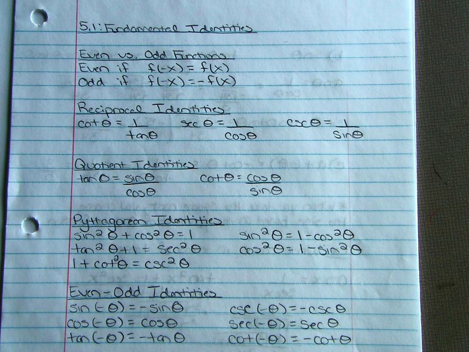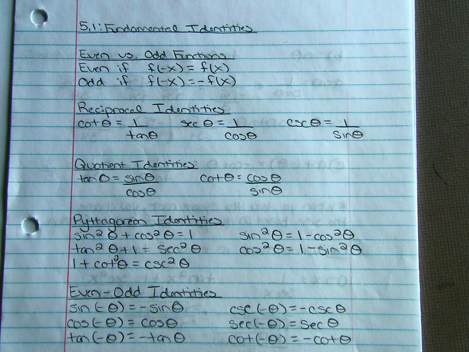If you are an odd function, that's f of negative x equals negative f of x. What that means is you are symmetric about the origin. So everything in the upper right-hand quadrant becomes the lower left-hand quadrant and vice versa. Those are even and odd functions.